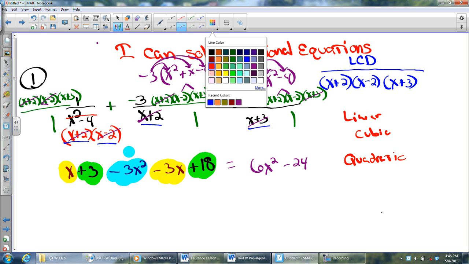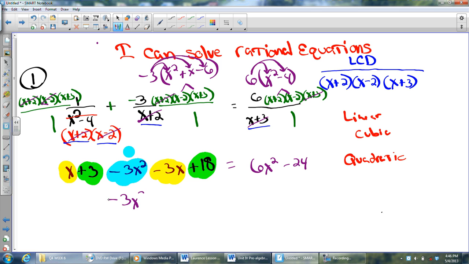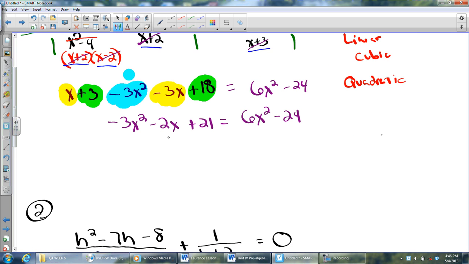All right, so I'm going to put the 3x squared together. What am I writing in purple? Hold on, where'd my purple go? There we go. So I got a negative 3x squared. Then the yellow ones are going to give me a minus 2x, and the green ones are going to give me a plus 21. Now it's still a quadratic equation. So I'm going to get everything over to the left-hand side so that my equation will equal 0. So I'm going to subtract 6x squared, and I'll do that here and here. And then I'm going to add 24.